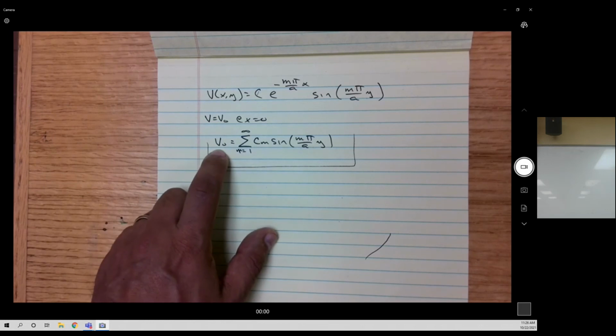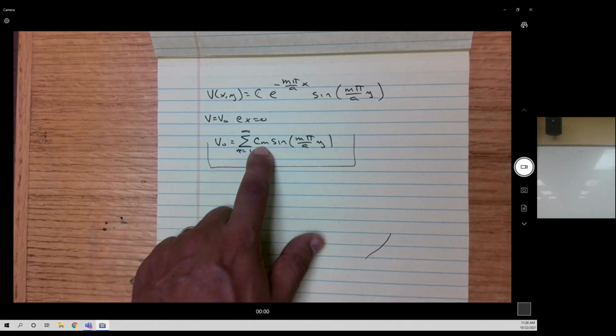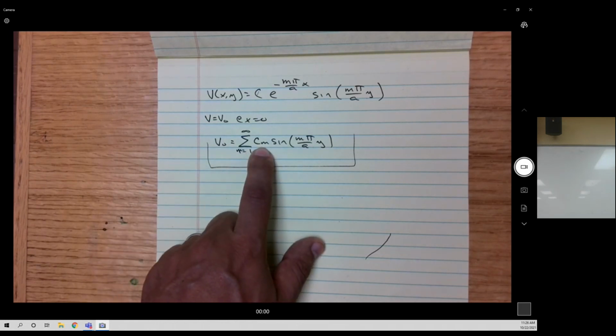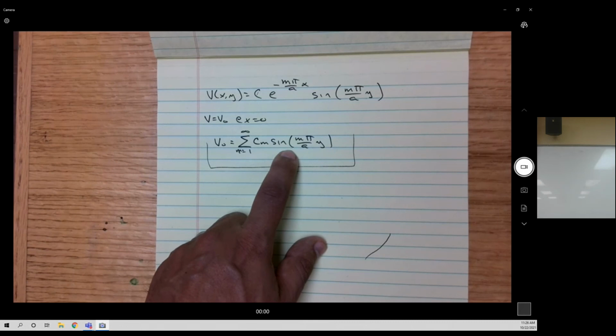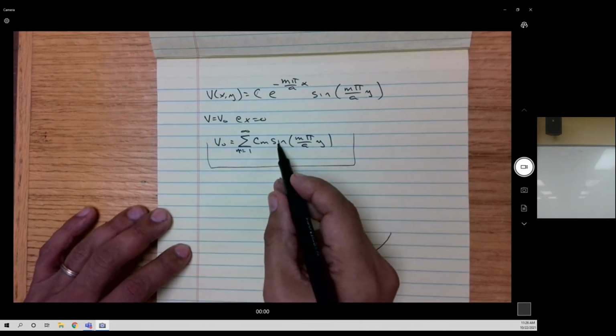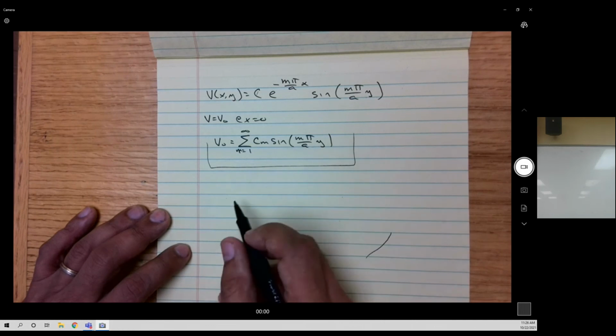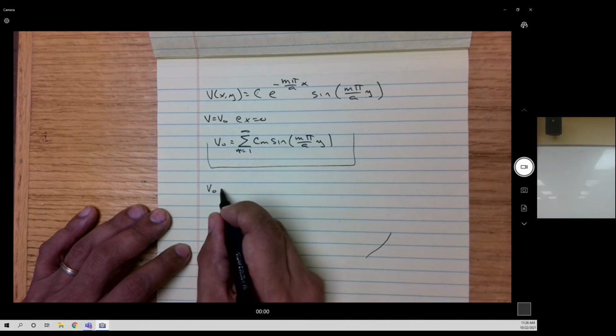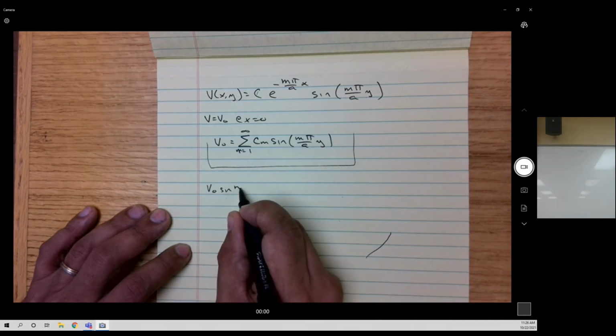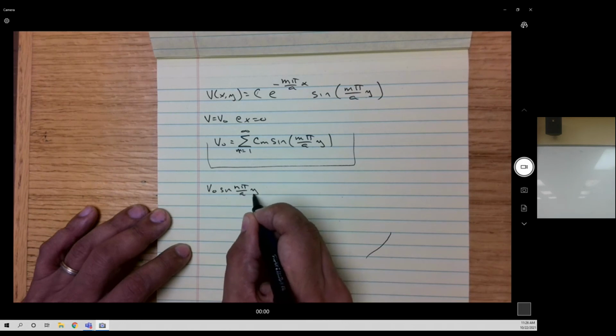So the last boundary condition is basically to find this factor Cm. And that's what we were looking at with orthogonality and the Fourier series of this thing. So you can multiply this by an orthogonal function, which in this case will be sine of n pi over a y.